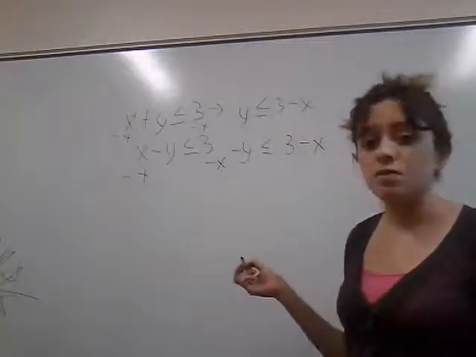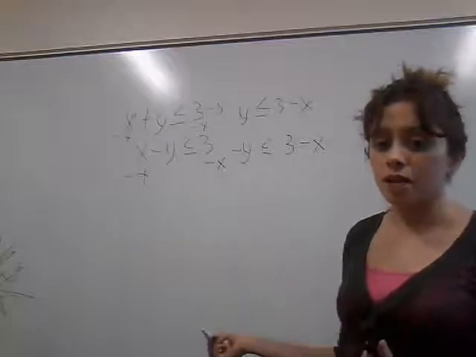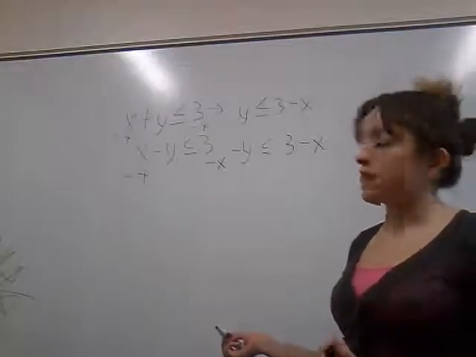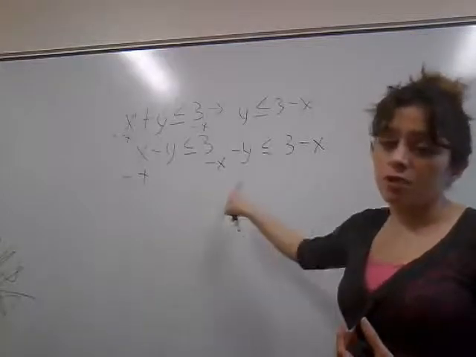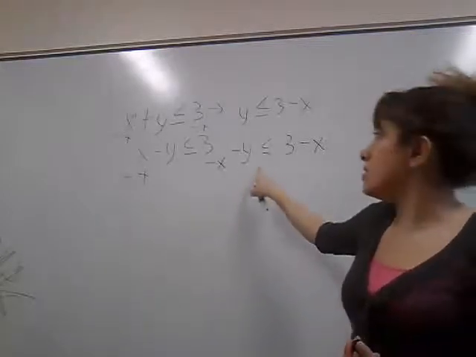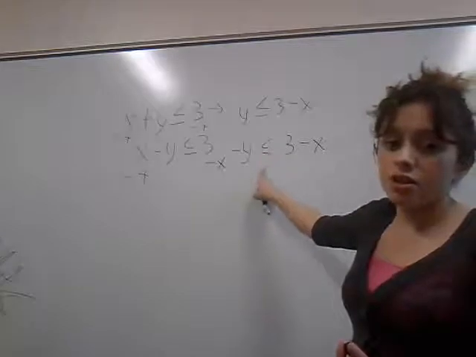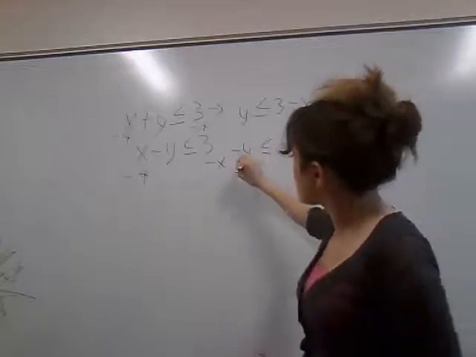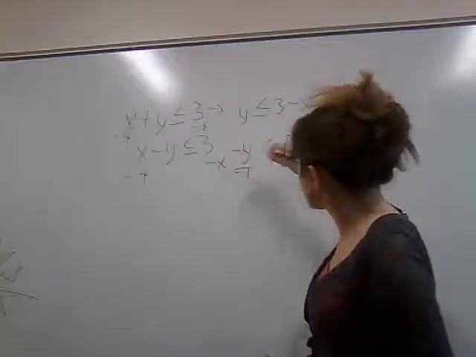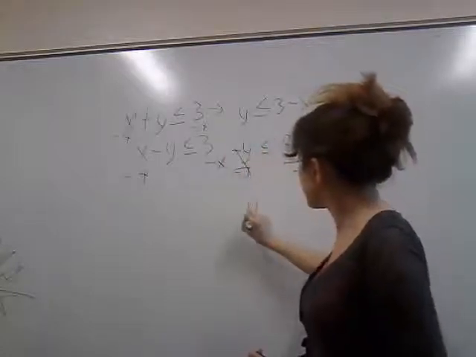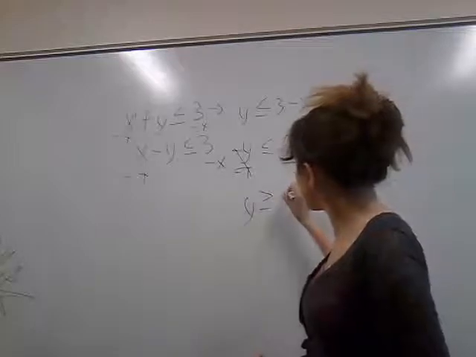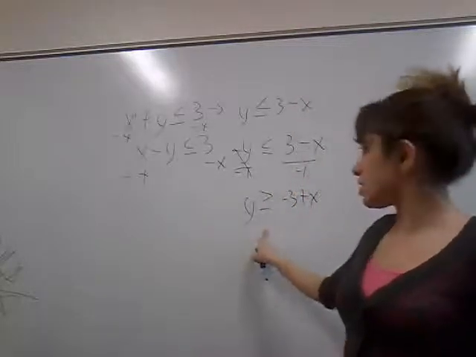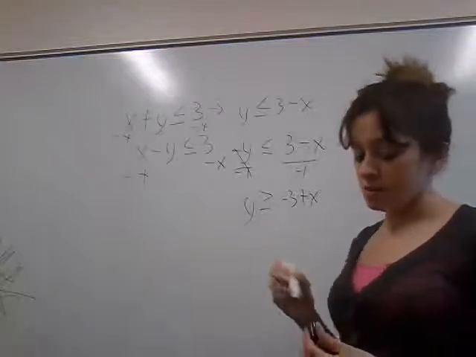But there's an extra step involved because there's a negative sign in front of the y. To make it easier to evaluate and put on a graph, we're going to divide by -1. This will make the y value positive, but that also means that we have to change the direction of this inequality sign. So now we have y is greater than or equal to -3 plus x.